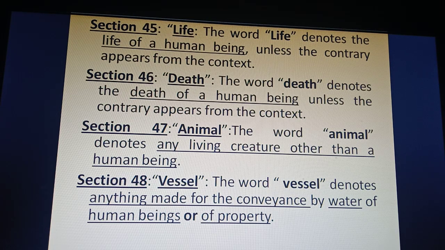So human being is not an animal according to section number 47 of IPC. I repeat, section 47 animal: the word animal denotes any living creature other than a human being. And section number 48 deals with the definition of vessel. Vessel means anything which is made for the convenience of human beings and of property, and this vessel is running on water. So section number 48 describes vessel as: the word vessel denotes anything made for the conveyance by water of human beings or of property.